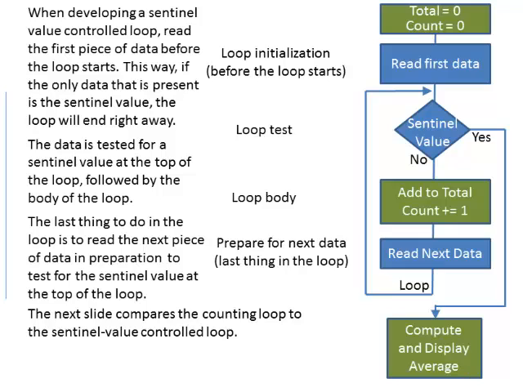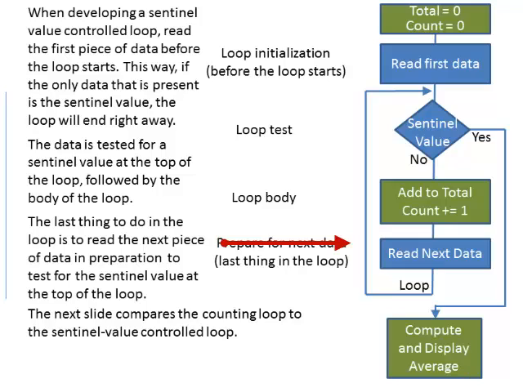We read the first piece of data, and then we test to see if we've reached the sentinel value. Then there's the body of the loop. If I'm doing an average of scores, then that's where I add it to the total and have to increment my count.